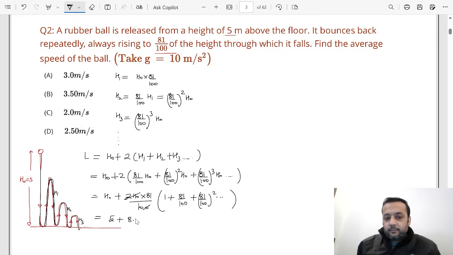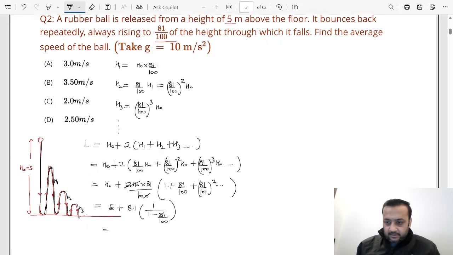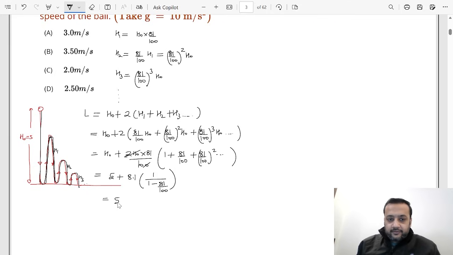81 by 10 will be 8.1, and this is an infinite GP, so that will be a upon 1 minus r. Their common ratio is 81 by 100. So if we look at the calculations, let me go slightly below. So 5 plus 8.1, and this will become how much?